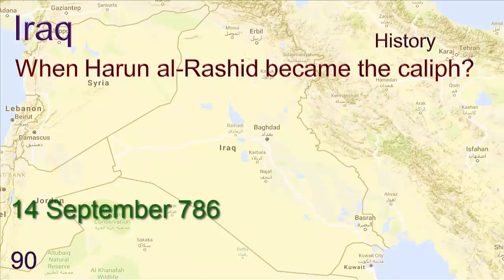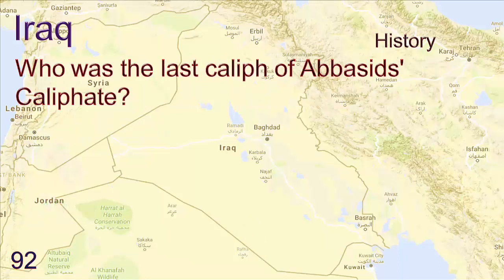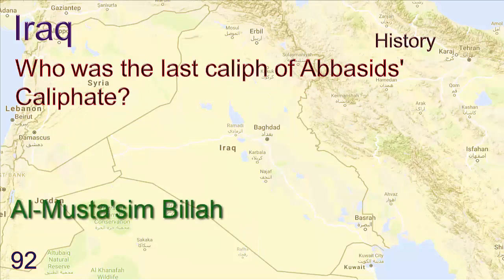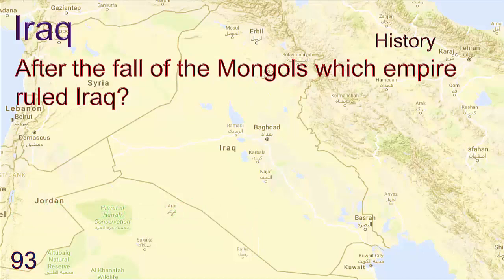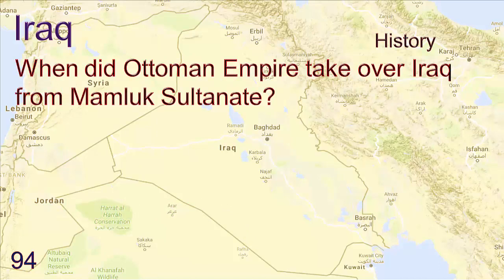14th September 786. When the Abbasids period ended with the sack of Baghdad by Mongols under the Hulagu Khan? In 1258. Who was the last Caliph of Abbasids Caliphate? Answer is Al-Mustasim Billah. After the fall of the Mongols, which empire ruled Iraq? The Mamluk Sultanate.